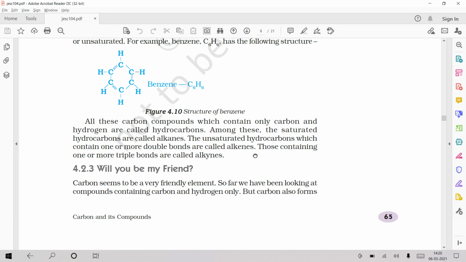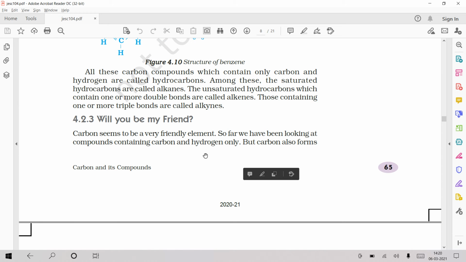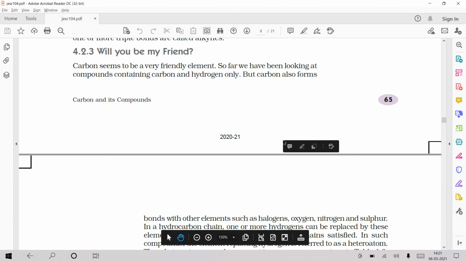The unsaturated hydrocarbons which contain one or more double bonds are called alkenes. The saturated hydrocarbons which contain all single bonds are called alkanes. And the hydrocarbons which contain a carbon-carbon triple bond are called alkynes. So now here it was given, will you be my friend? Carbon seems to be a very friendly element, is it not?